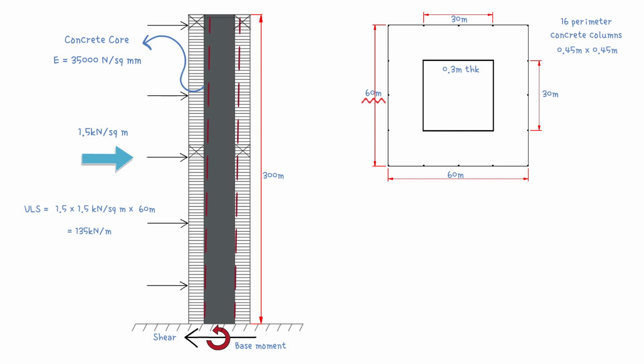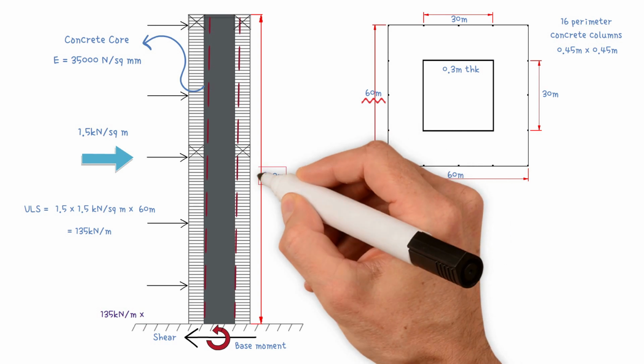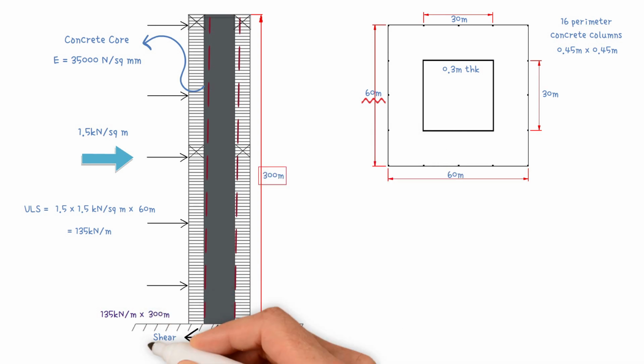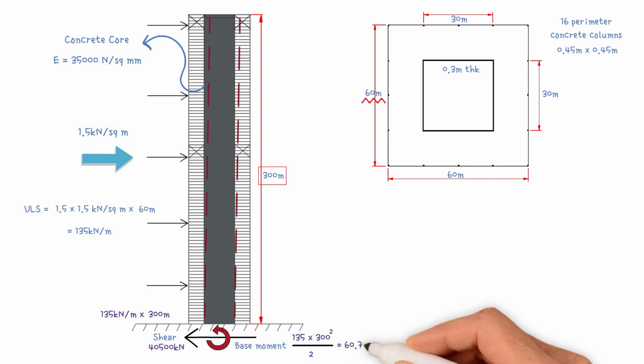The central concrete core works as a cantilever, extending from the substructure to prevent sideways sway. So, working out the base shear, which equals 135 kilonewtons per meter, multiplied by the building height 300 meters, giving us 40,500 kilonewtons. The base moment would be 135 times 300 meters squared, divided by 2. This gives a value of 60.75 times 10 to the power of 5 kilonewton meter.